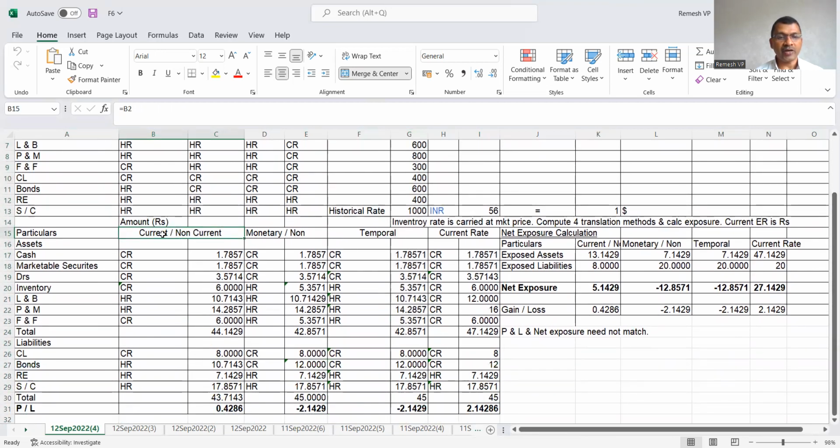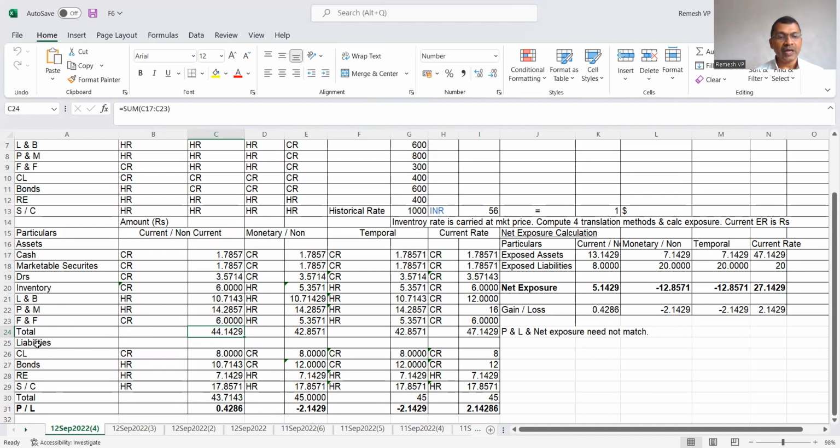For example, in the current and non-current method, as we are seeing here, we have taken current rates for cash, marketable securities, debtors, as well as inventory. And for land and building, plant and machinery, we have taken the historical rates. For furniture and fitting also, we have taken current rates. So after multiplying the given amounts with the applicable exchange rates, the total we get for the assets is 44.1429 million INR.